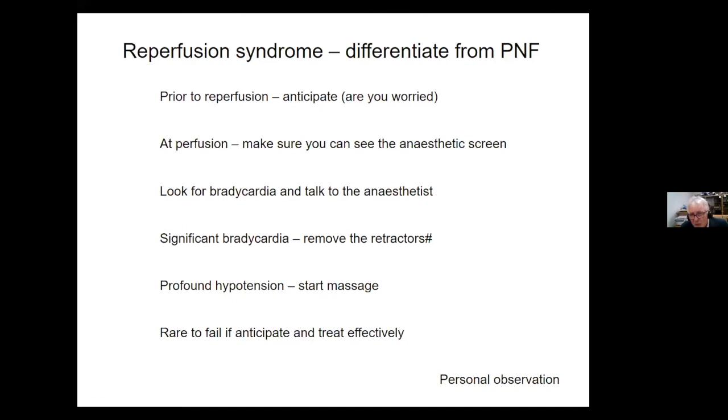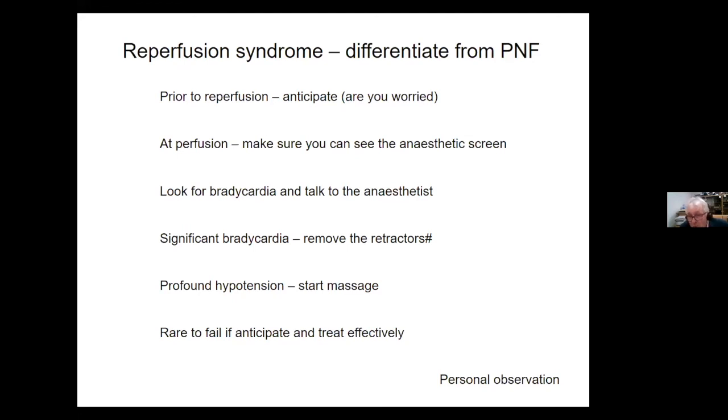You've got to differentiate primary non-function from reperfusion syndrome. Reperfusion syndrome may be associated with an inferior quality graft, but it's usually associated with high potassium levels.